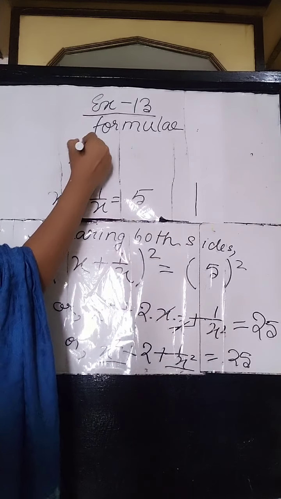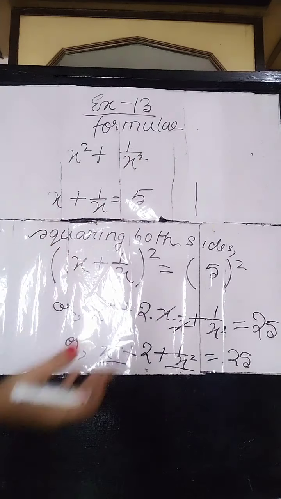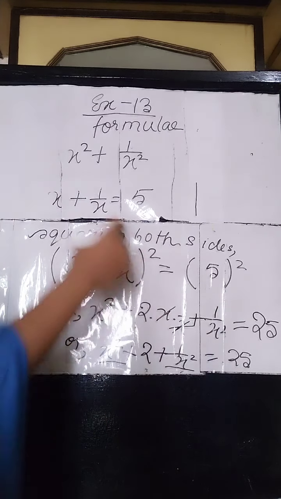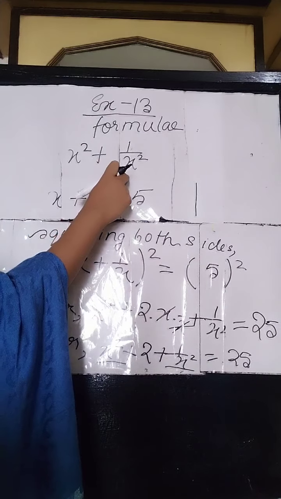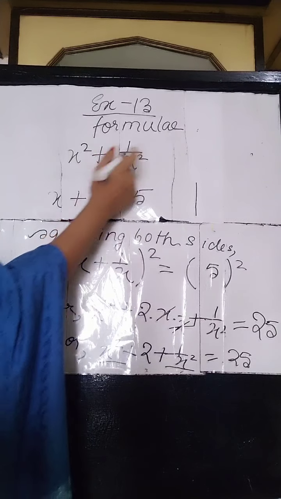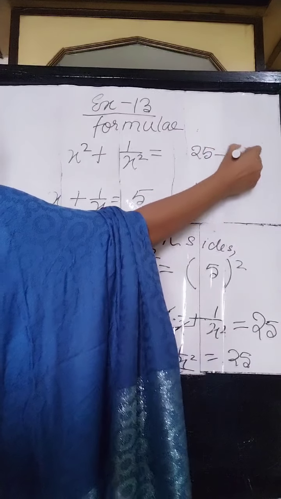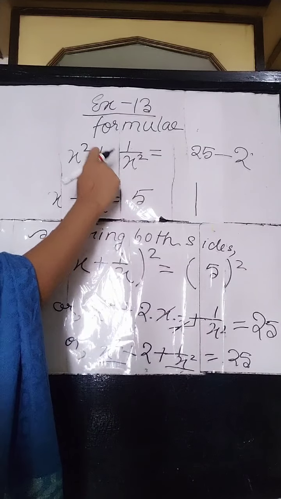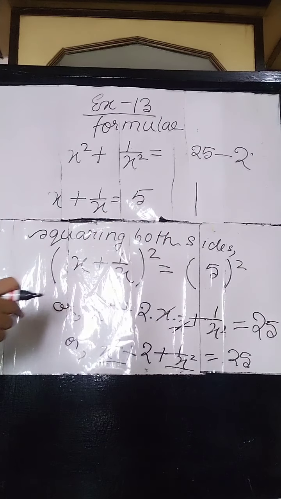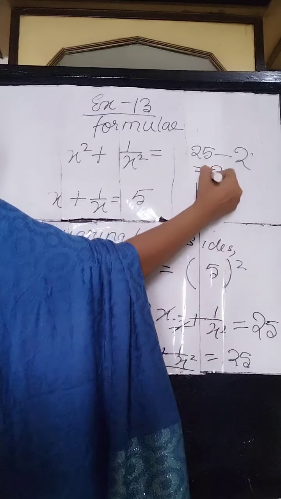because we are asked to find out the value of x square plus 1 by x square, we should always keep an eye on what we are asked, what we are required to find out. We are required to find out the value of x square plus 1 by x square. So we will not keep 2 in the left hand side, rather we will shift 2 to the right hand side and subtract it, because plus 2 will become minus 2 on shifting to the right hand side. So 25 minus 2 will become 23.